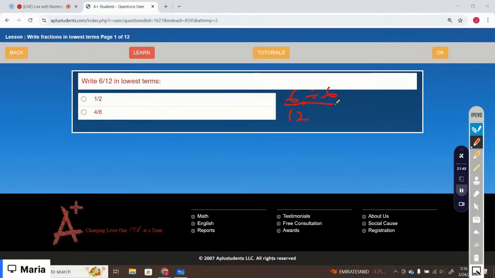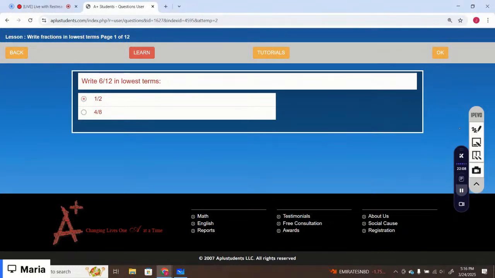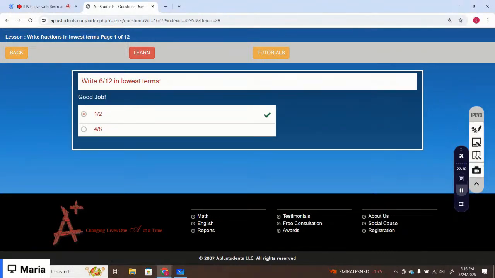Divided by 6. 6 divided by 6 is 1. 12 divided by 6 is 2. That is 1 over 2. Option number 1 is the correct option. 1 by 2 it is.